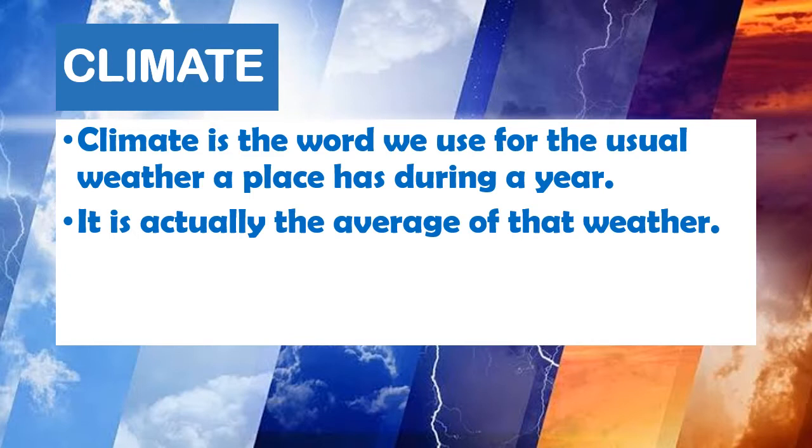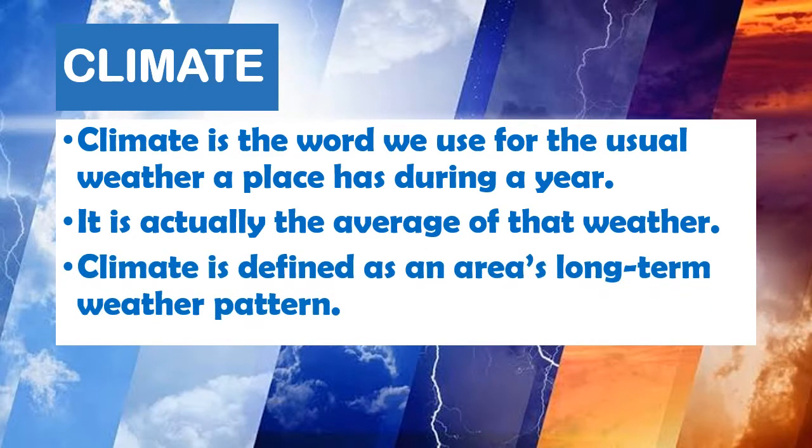Climate is actually the average of that weather. Climate is defined as an area's long-term weather patterns. Other useful elements for describing climate include the type and the timing of precipitation, amount of sunshine, average wind speeds and their direction, number of days above freezing, and other weather extremes.